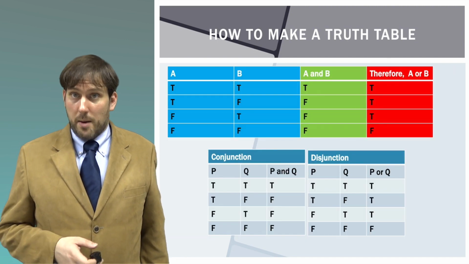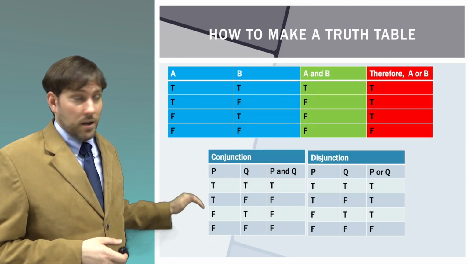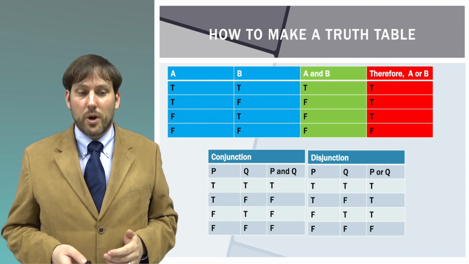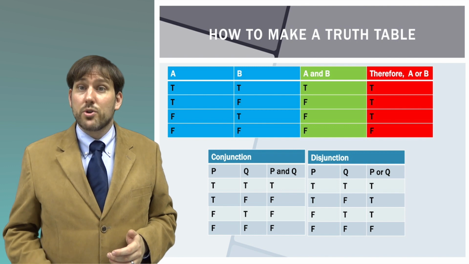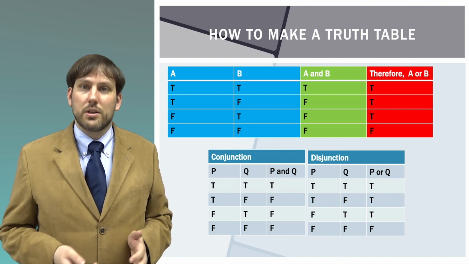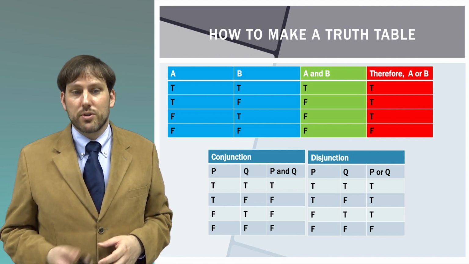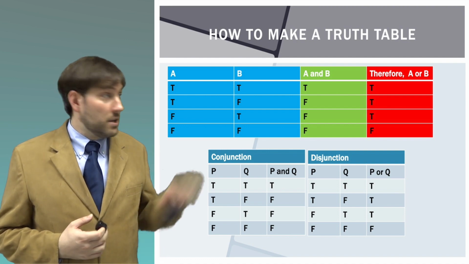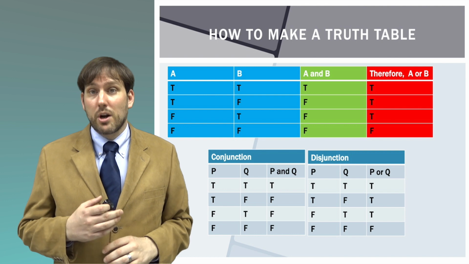So what do we do this time? Again, TTFF, TF, TF. Then we need to look at the table for A and B, which is conjunction, and the table for A or B, which is disjunction. We can use that to fill out the top. For A and B, where they are both true, it's true, and everywhere else it's false.